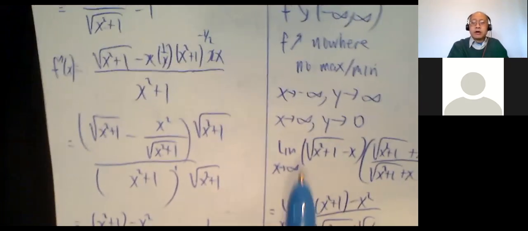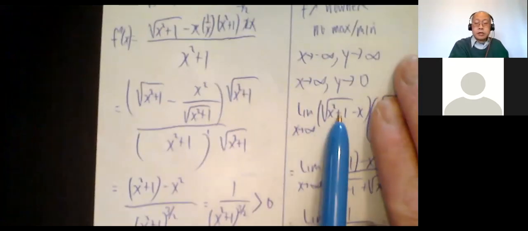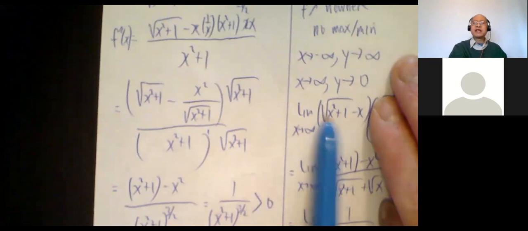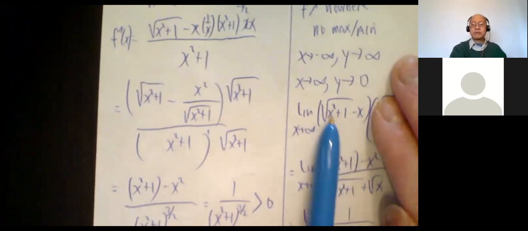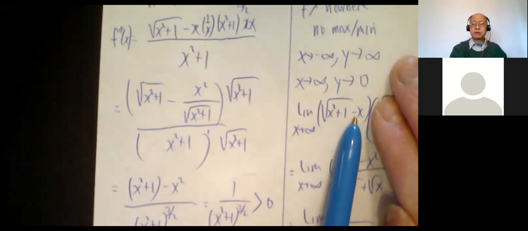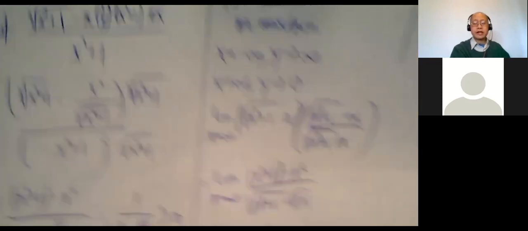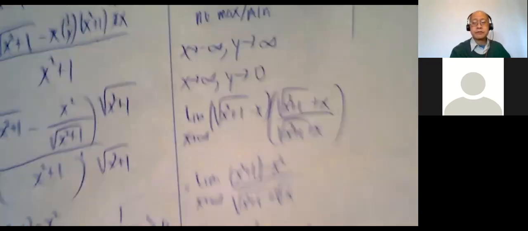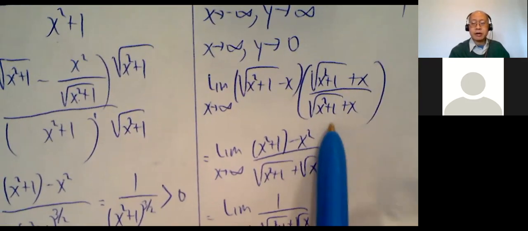And then I want to know what happens when x approaches positive infinity, which is a little bit tougher. So I just look at this. This is considered infinity minus infinity, which means we don't know what happens. You've got a big number minus a big number. But we've played that game before. The way to get around that is to multiply top and bottom by the conjugate of this expression. So the conjugate is radical x squared plus 1 plus x, top and bottom.